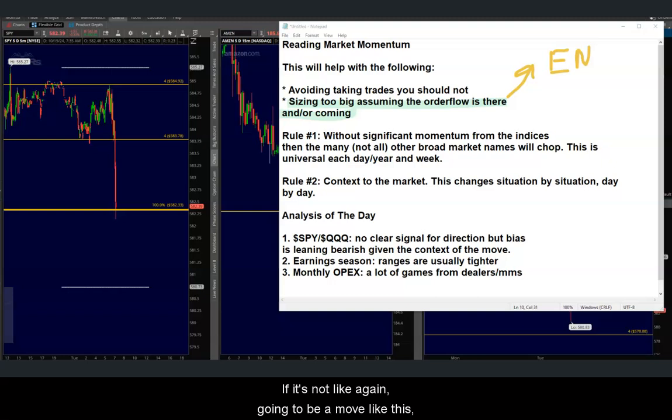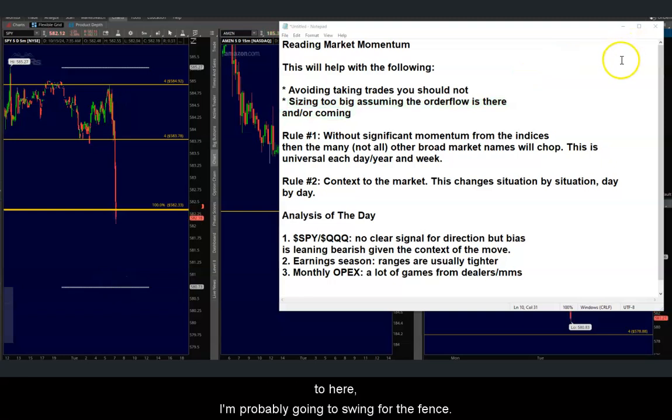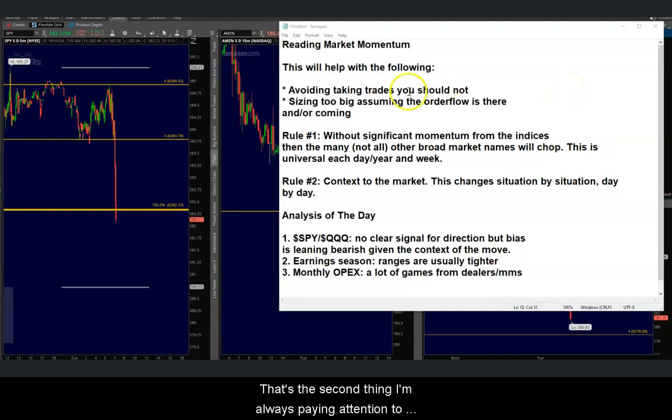If it's not going to be a move like this, or if I don't think it's going to go from here to here, I'm probably just going to size a position at half risk. If I think it's going to be a move where it goes from here to here, I'm probably going to swing for the fence. Okay. So that's the second thing I'm always paying attention to when I'm looking at markets, is the assumption for the overall day.